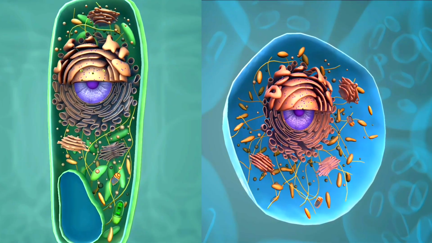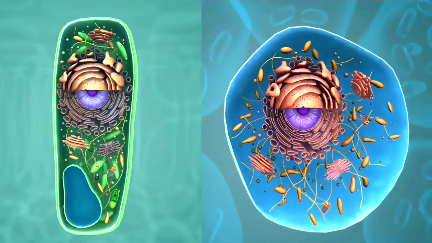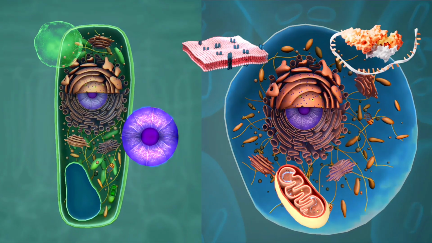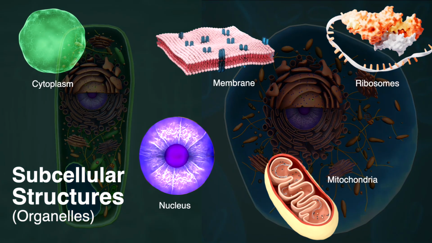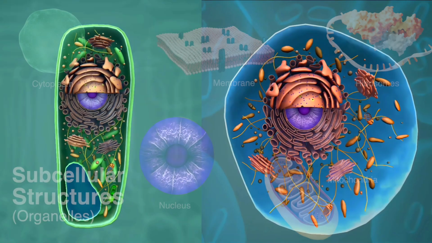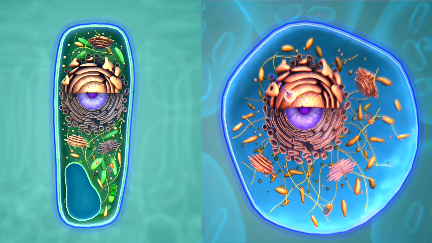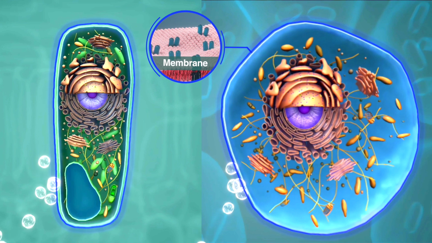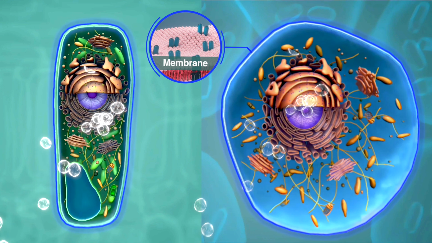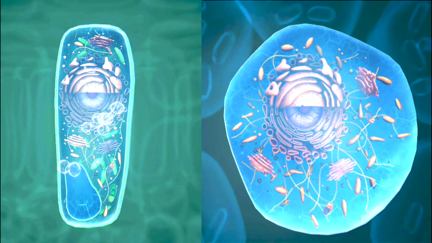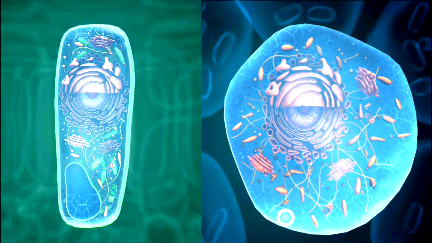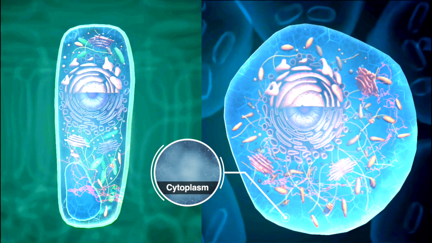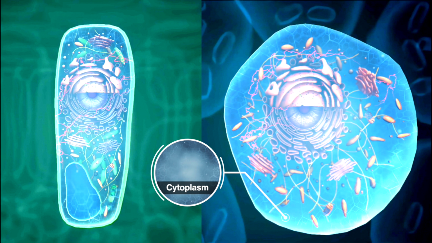To understand cell structure, we need to examine the various components that make up the cell, known as subcellular structures or organelles. First, both plant and animal cells are enclosed by a cell membrane, which regulates the movement of substances in and out of the cell. Both cells contain a gel-like substance called cytoplasm, which houses all the other subcellular structures and serves as the site for chemical reactions within the cell.